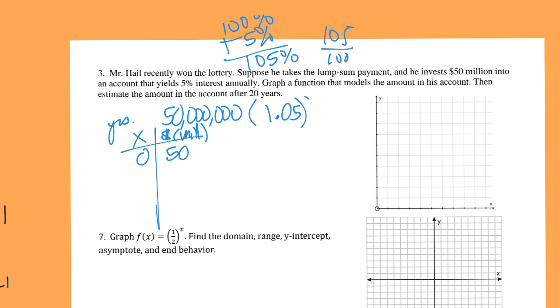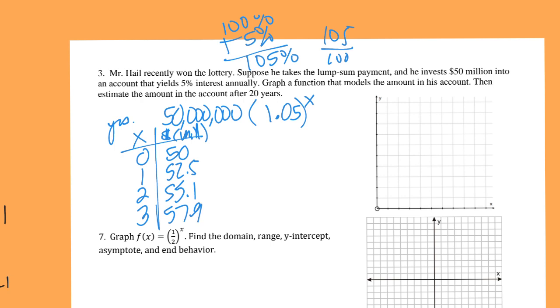And so X represents how many times you multiply by 1.05, because every year you increase it by 5%. So at year 1, okay, you will get $52.5 million. After 2 years, if you plug in X as 2, you do $50 million times 1.05 to the second. And you can let your calculator do that work. You're going to get 55.1. And then year 3, you're going to get 57.9.